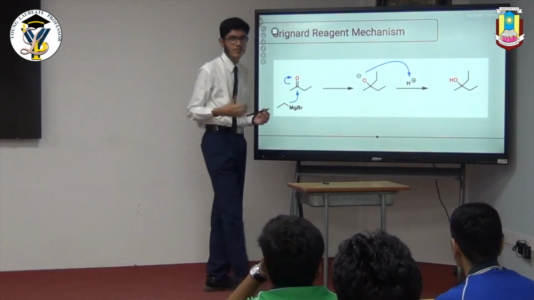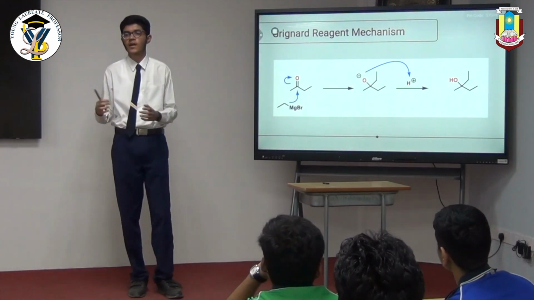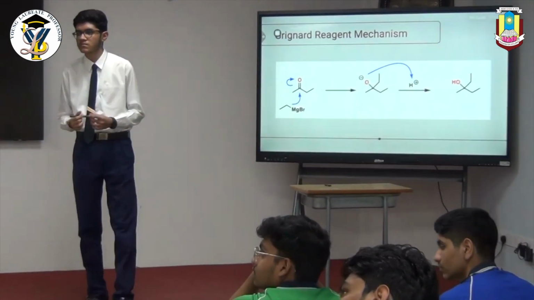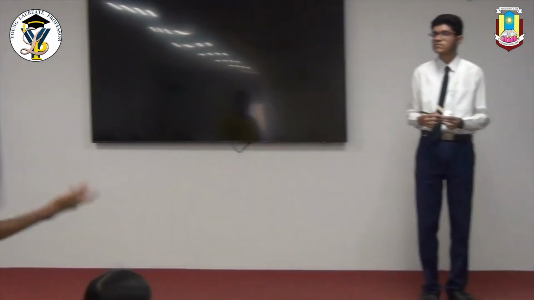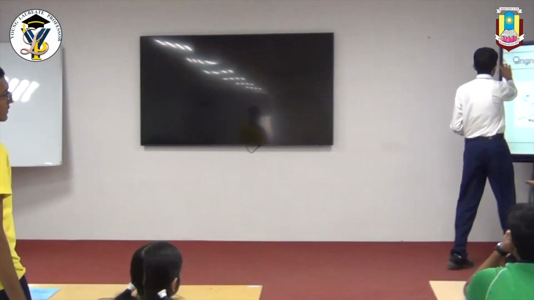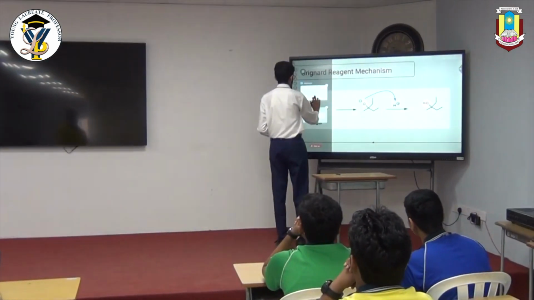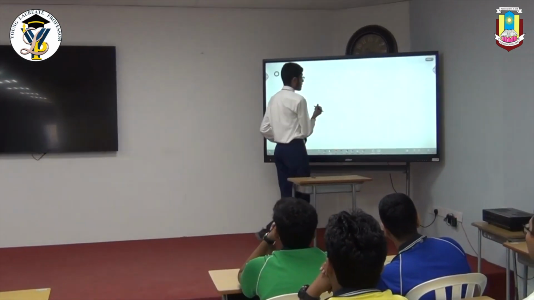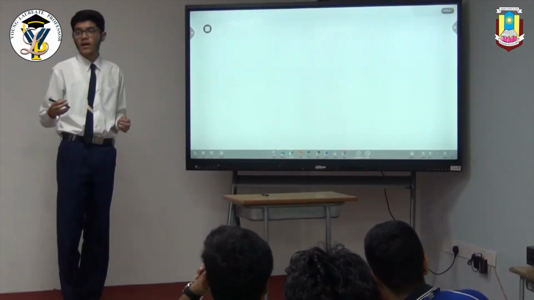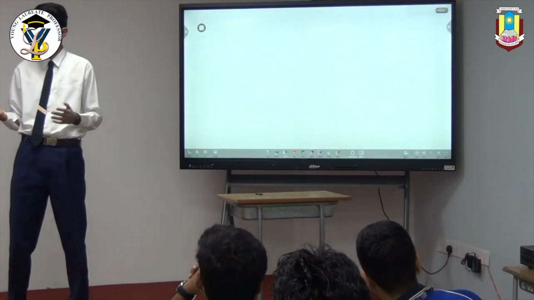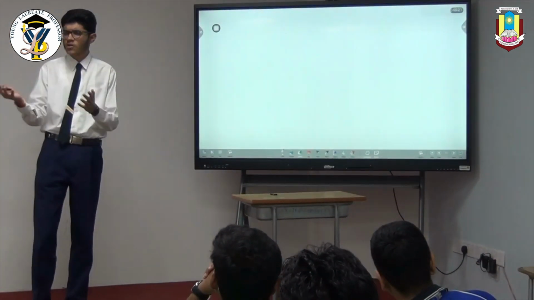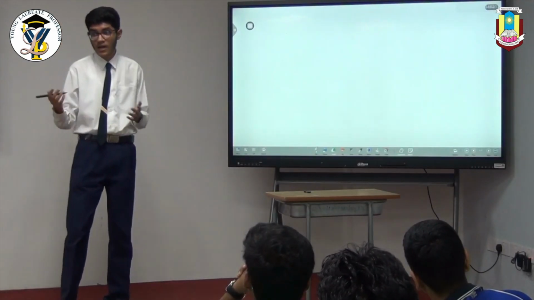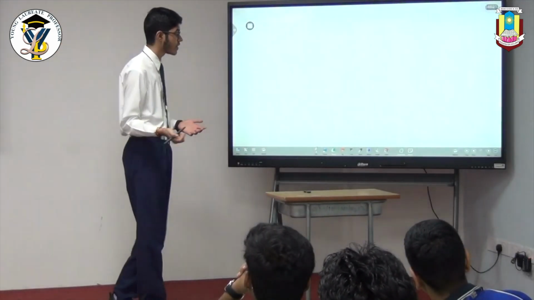So now, if anyone has any questions, you can ask. Why does the alkyl group of the Grignard reagent attach with the carbon of the carbonyl group? As I've explained right now, magnesium is a very electropositive element. It is a group 2 element, so it is an alkaline earth metal. It is an electropositive element.